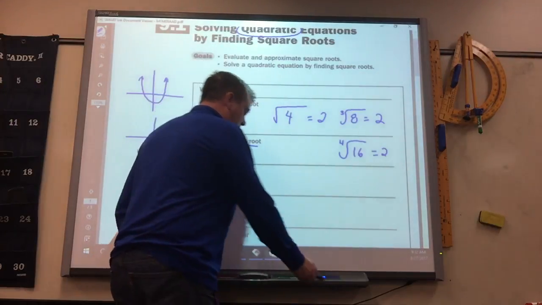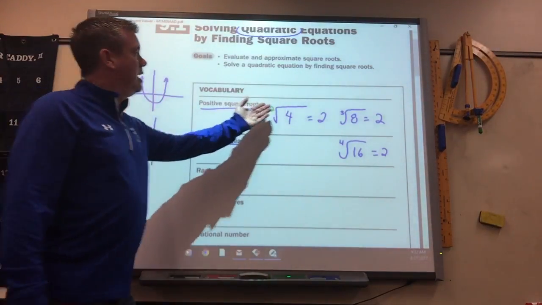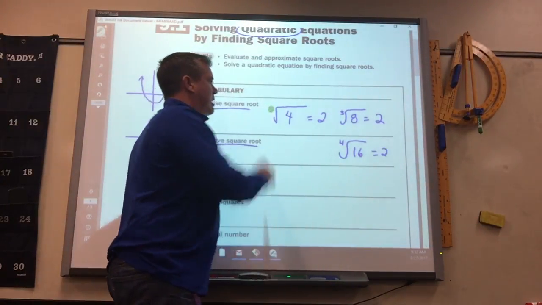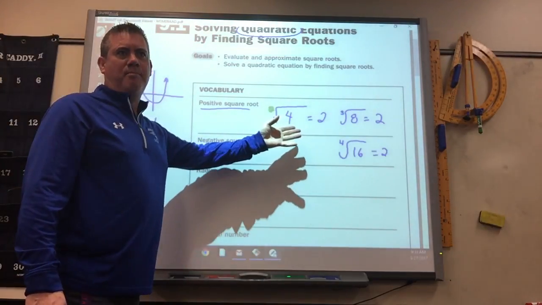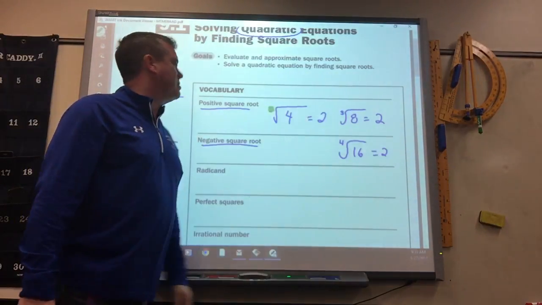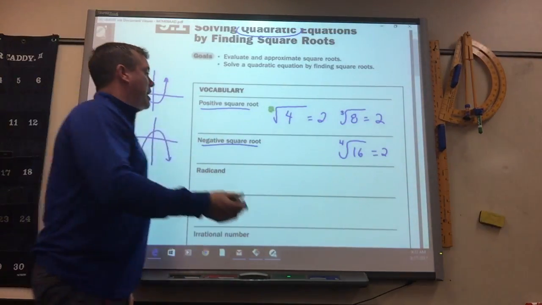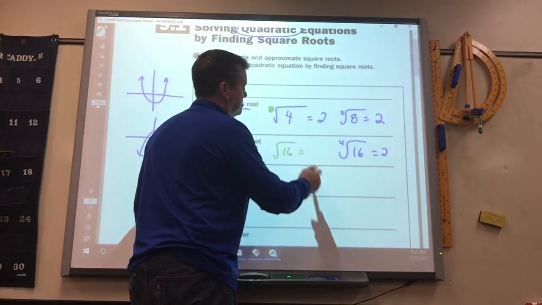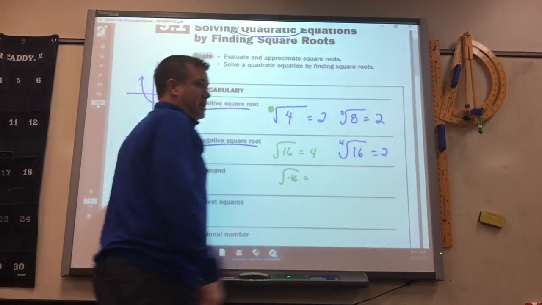The only reason they call this a square root is because there's a 2 there. Since it's the first one, they just leave it blank and it's assumed that everyone knows it's a square root. Okay? But the sign is actually a radical sign. Now, if you got a calculator, you know what the square root of 16 is, right? 4.